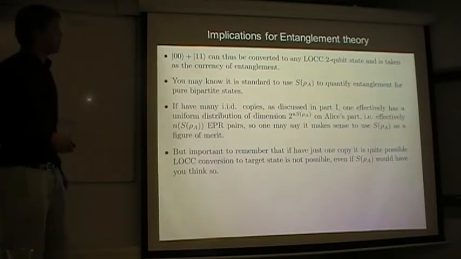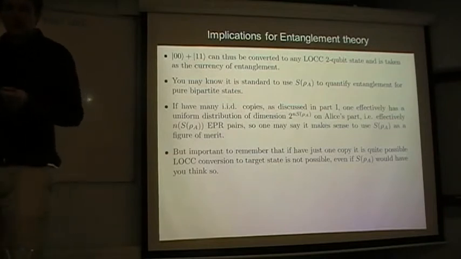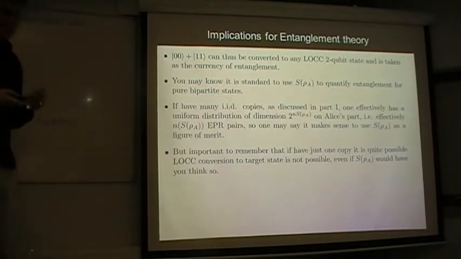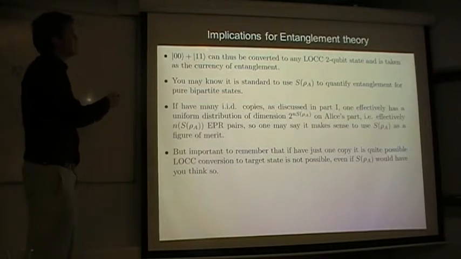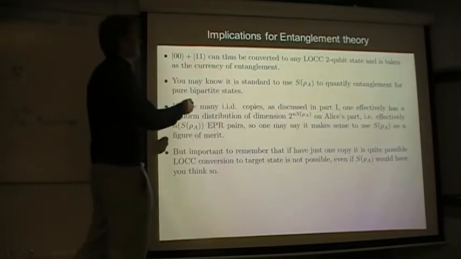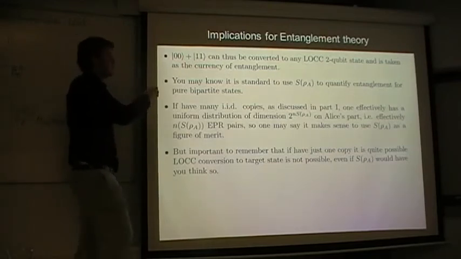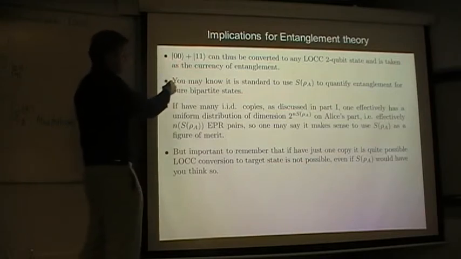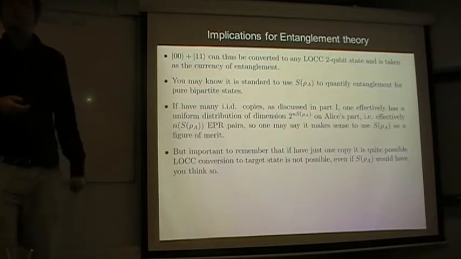So then there's this whole field called entanglement theory, which is about how to quantify entanglement, and obviously it's very influenced by this result. So in particular, if we look at any 2-qubit state, this guy can be converted to any of them, because this has uniformly random reduced states. So if you look at this guy, the local state on Alice's side is half-half. It's the maximally mixed state.